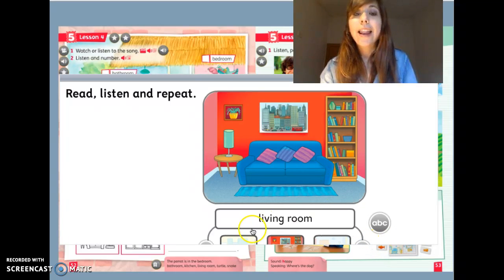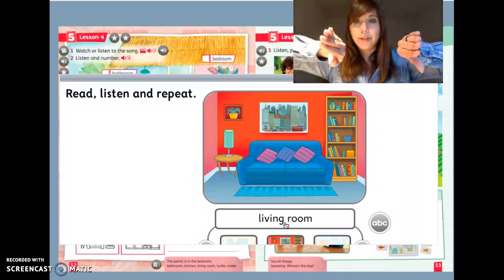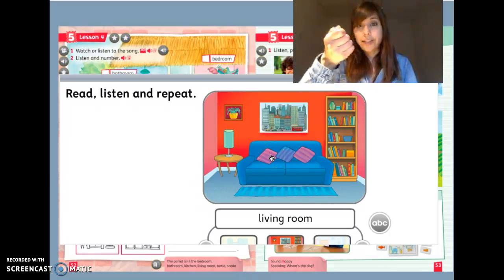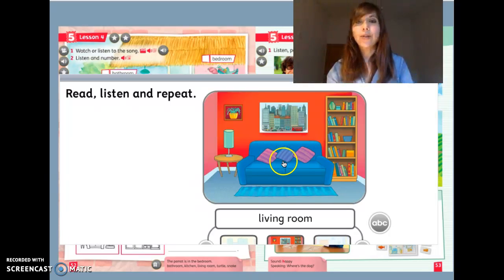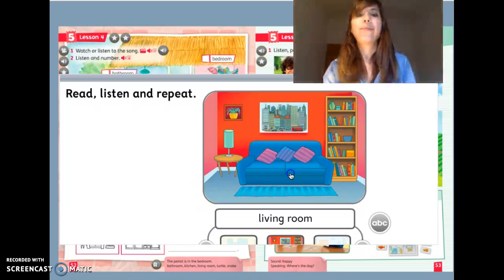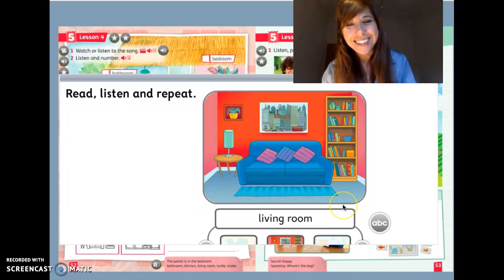Living room. Okay, this is the only one that is two words. Living room. And this is where we can find the sofa and also the TV. Okay, so we can do this action. Living room. Okay, and that's it.